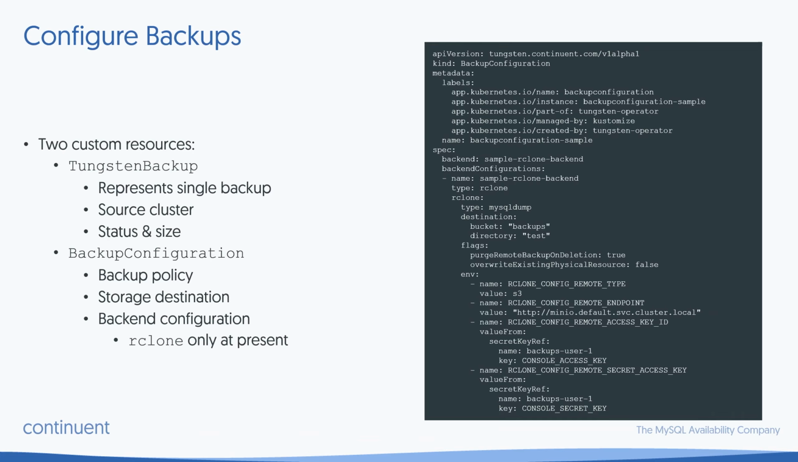In this example, we have the backup configuration sample, which is our name, and then we have the spec for that. So we have the type, which is our clone, MySQL dump, the destination bucket, directory, and then various flags, purge remote backup on deletion, overwrite existing resources, etc. And then you have the destinations and all of those various credentials required for the storage of those backups.